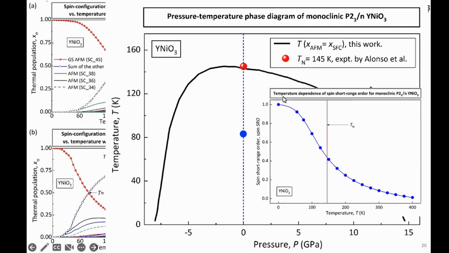And we can also calculate the short range ordering, the spin short range ordering, by taking different states mixed together. If you're interested, I can send the paper to you because it's already accepted.